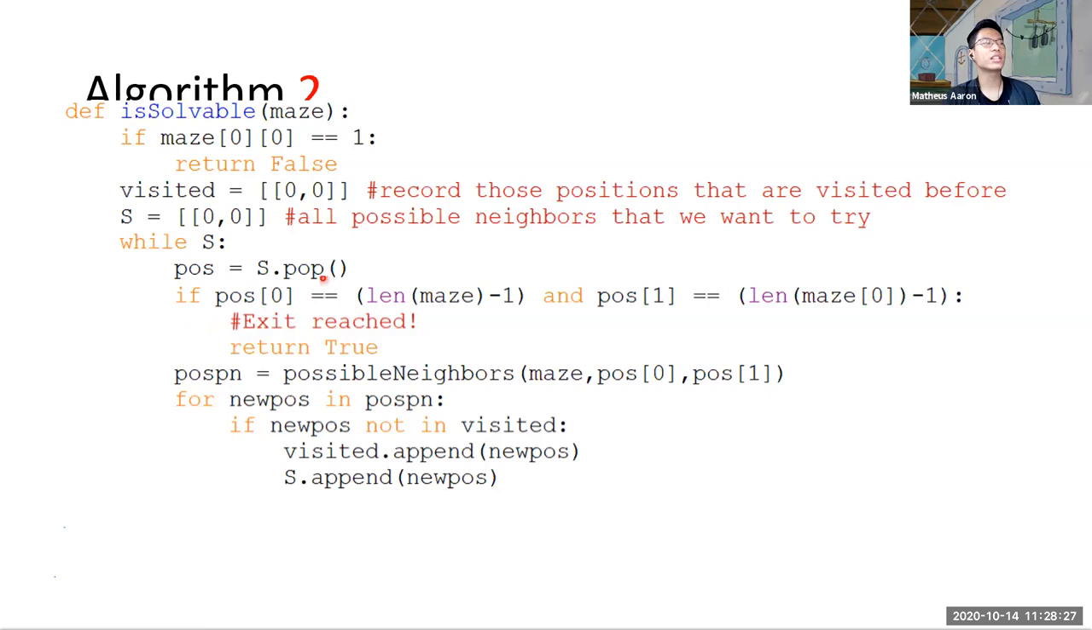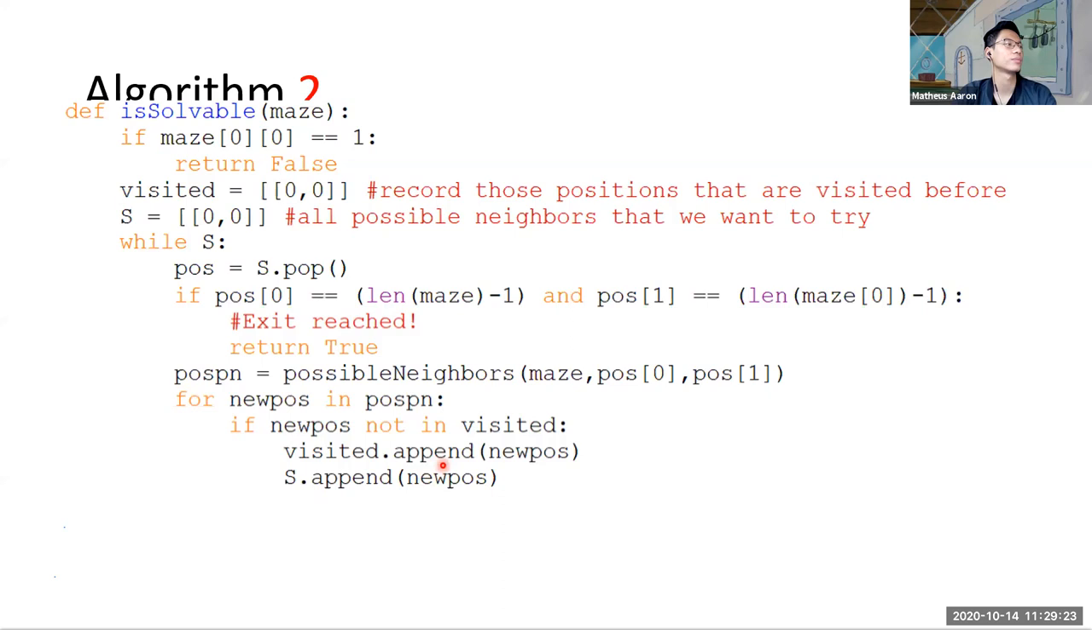If the exit is not reached, then I want to get all the possible neighbors, same as we did. From that point, we try to find all the connected locations. And if the location is not in visited, or in S, then we simply add it to the list of locations that have been visited. And we also append the neighbors that we want to try as well.